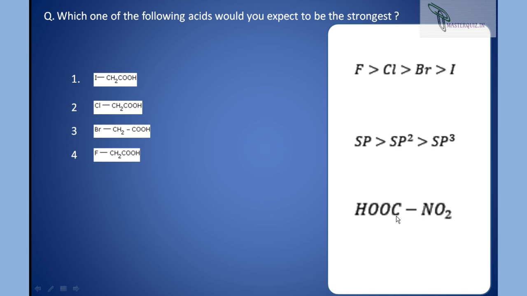And some more examples are there. Here carbon is bonded with COOH, and here nitrogen and oxygen. So on one side two oxygens are bonded, and on the other side there are three highly electronegative atoms, one nitrogen and three oxygens. So now which one shows minus I, which one shows plus I? Here NO2 shows minus I effect, and COOH shows plus I effect, because NO2 has three highly electronegative atoms, whereas COOH has only two oxygen atoms, so it shows plus I effect.